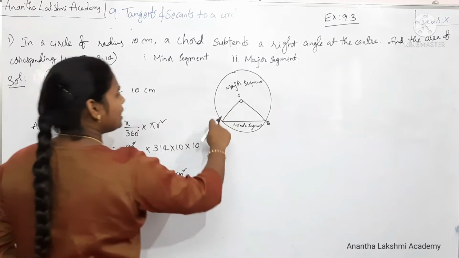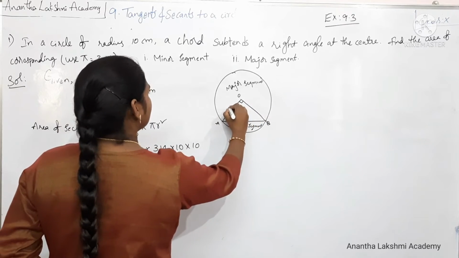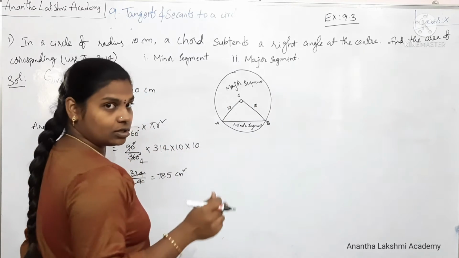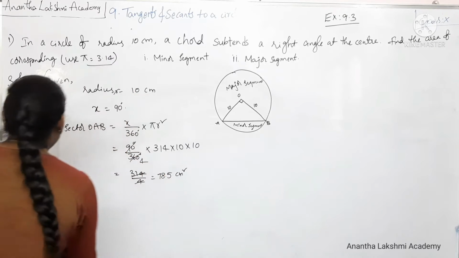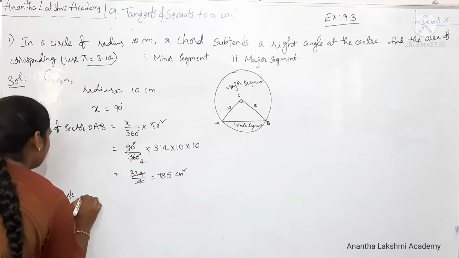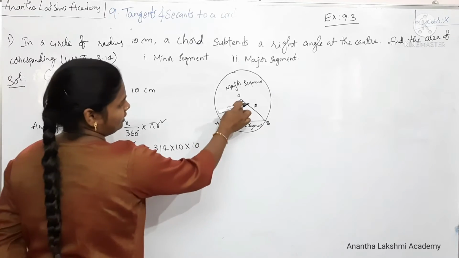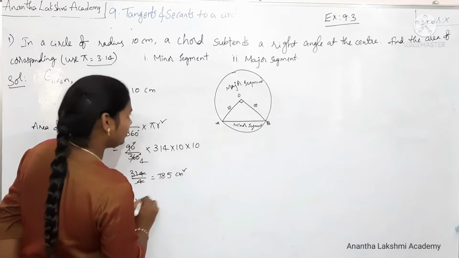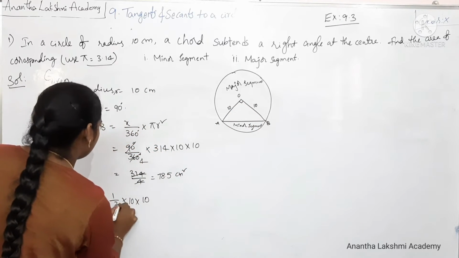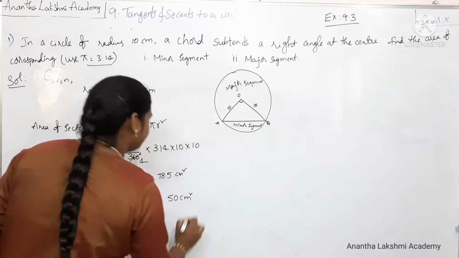Now that we got the area of the sector, we need to also know the area of triangle, right? So this is radius 10 centimeters, this is radius 10 centimeters. In order to know the area of the triangle, what do we need? Base and height. Area of triangle OAB. As this is a right angle triangle, half into, what is the base? This is the base, 10, into height is the opposite side, which is 10. So 2 fives are 10 and this is going to be 50 centimeter square, isn't it?